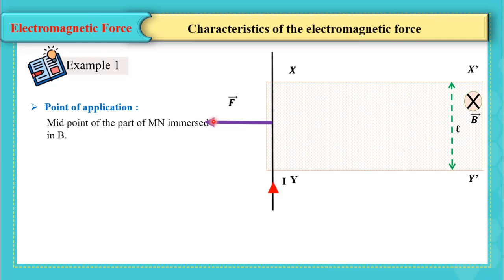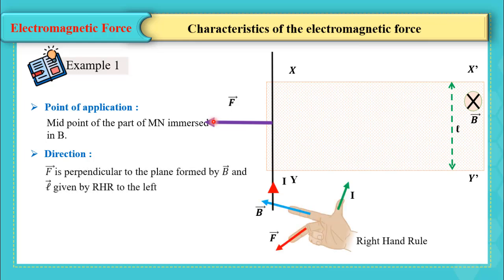The point of application is the midpoint of MN immersed in B. Direction: F is perpendicular to the plane formed by B vector and L vector, given by the right-hand rule to the left. The magnitude F is I L B sine alpha, where here alpha is 90 degrees, then it is just I B L.